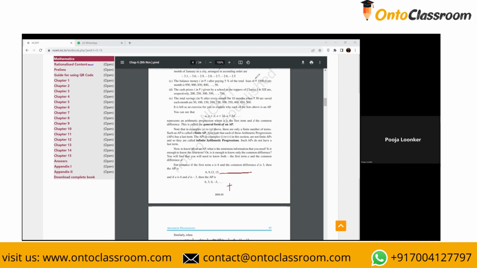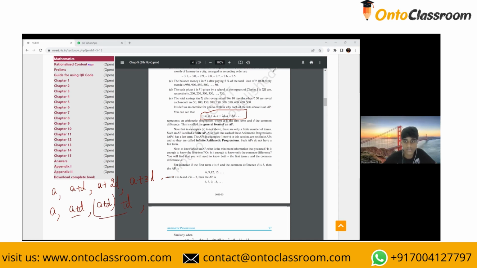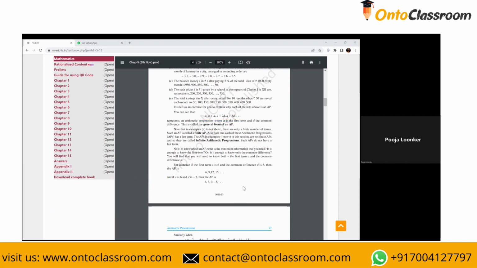Yes. You can do plus D, and if not, you can follow even this pattern, which is A plus D, A plus 2D, A plus 3D, and so on. You can follow this pattern, or else A, then A plus D, then again this term plus D. So any pattern you can follow, but you always have to follow the pattern.